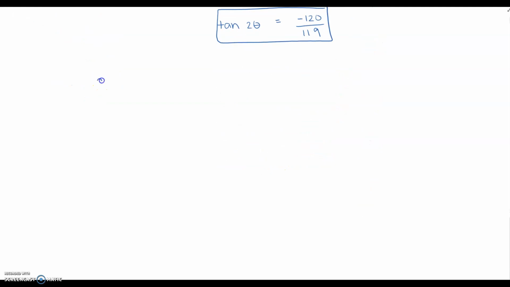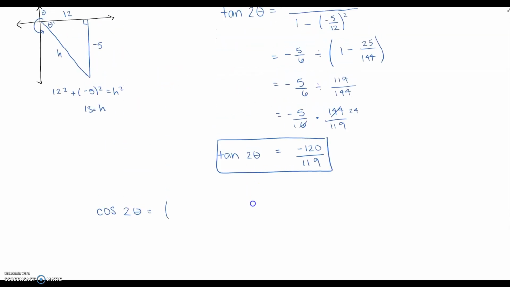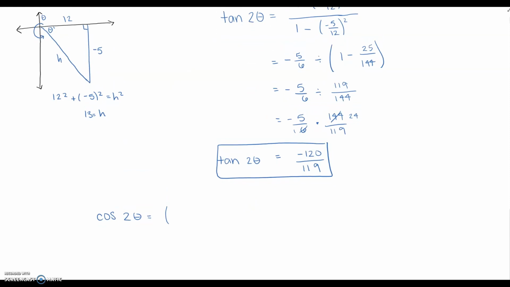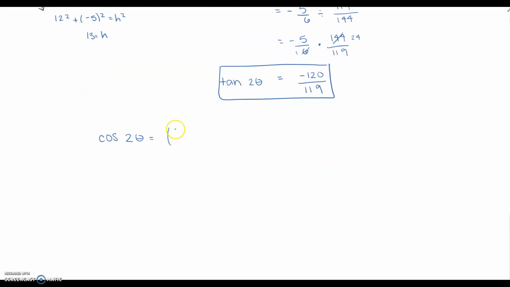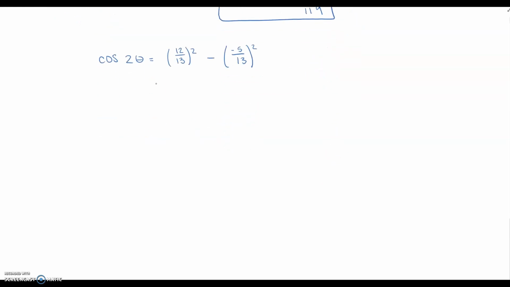Now for cosine of 2 theta, I'll just use a different one. So let's do the cosine squared minus sine squared. So cosine is adjacent over hypotenuse, so 12/13. Minus sine squared, and sine is negative 5/13. And you didn't have to use this one. We should get the same answer either way.